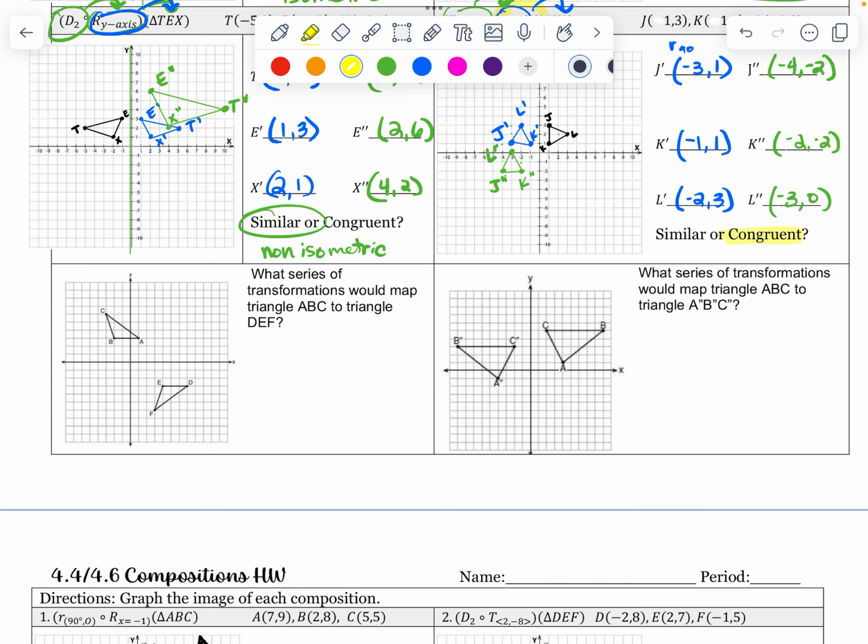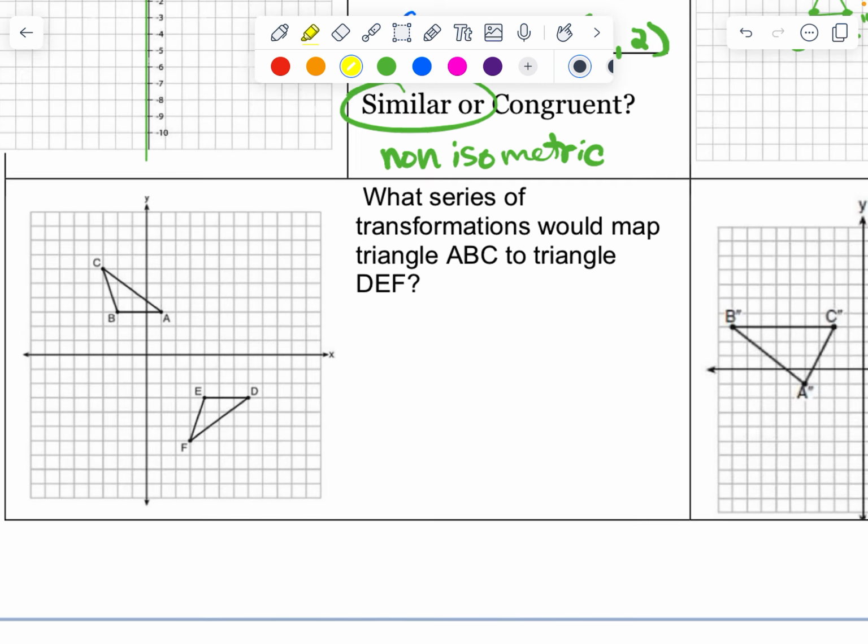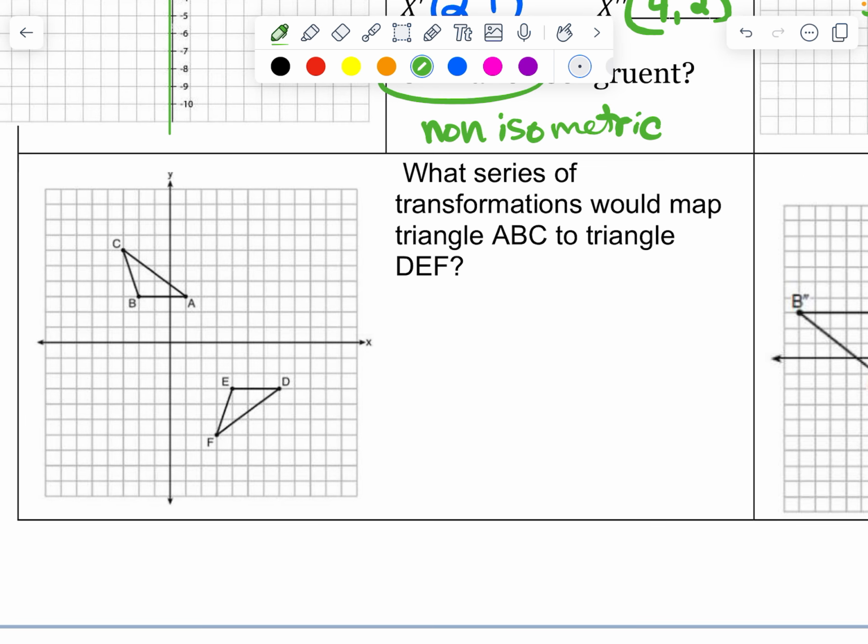What series of transformations would map triangle ABC to DEF? So how could I get from here to here? And it's a series, so we're gonna have to do 2 different things. Now this is a little bit more complicated because you're kind of guessing and checking. Could it be a rotation? I think it's going to be a reflection and then a slide.